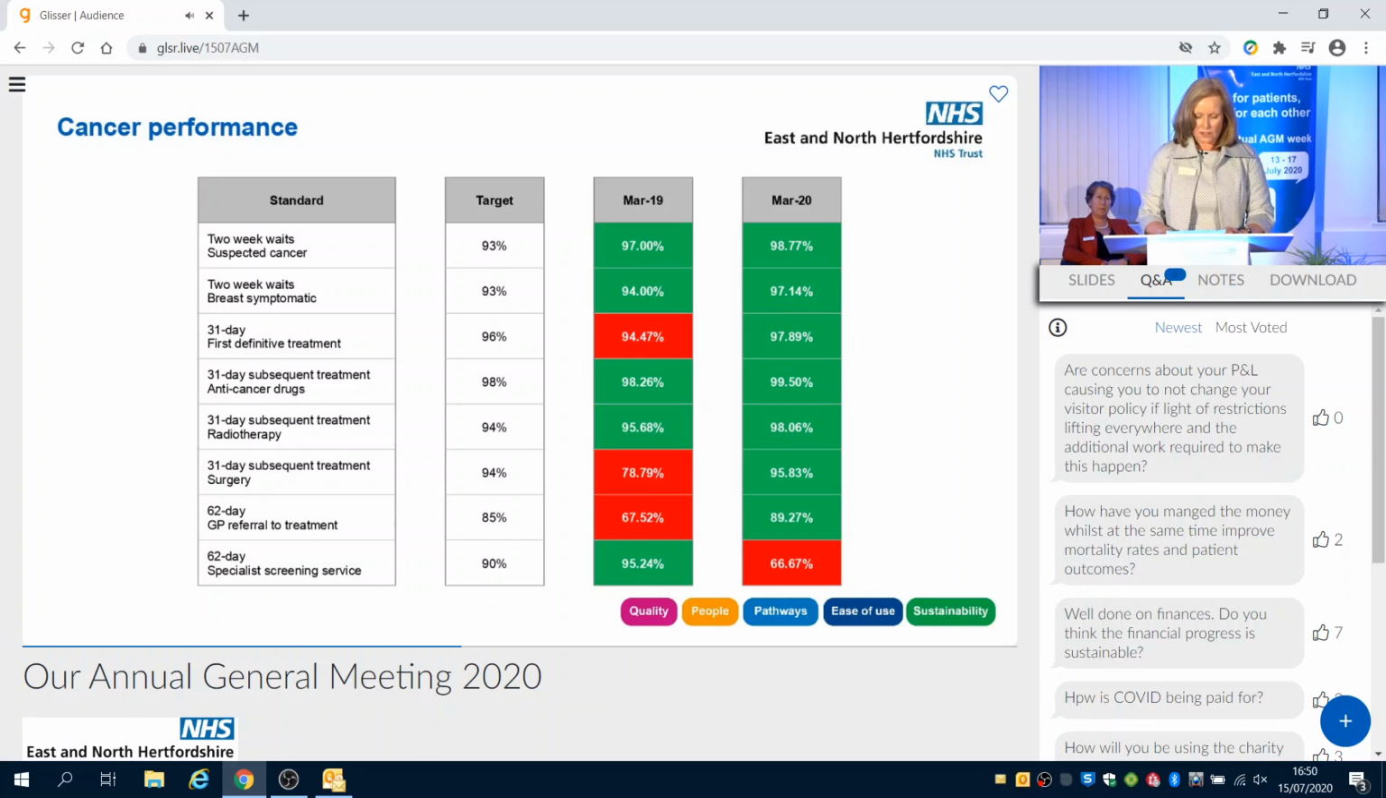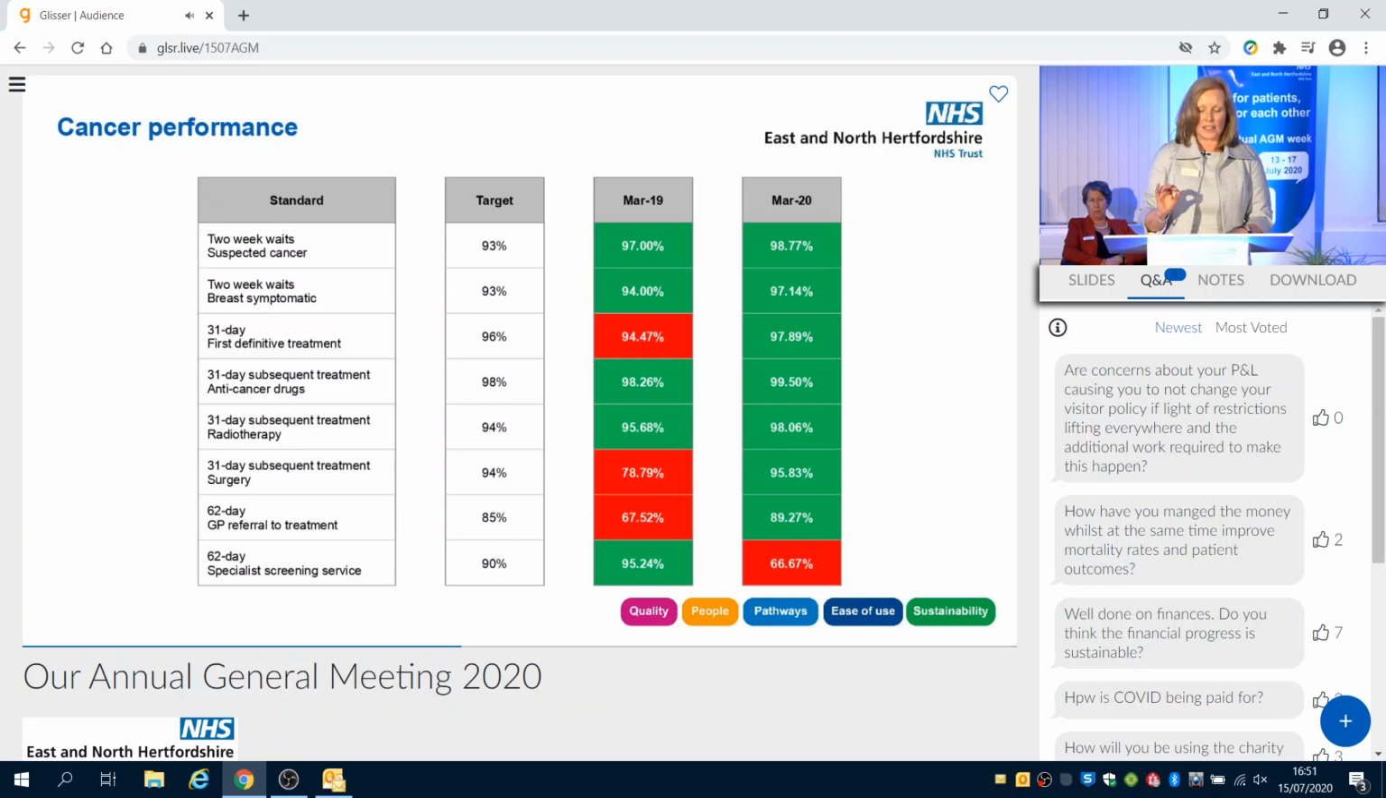The graph contrasts cancer performance from March 2019 on the left to March 2020. And hopefully you can see that improvement. However, we aren't perfect, as demonstrated by the 62-day screening target not being compliant on the bottom of the graph on the right-hand side. This is a really tricky target to achieve because the patient numbers are very low, but we will continue to improve.